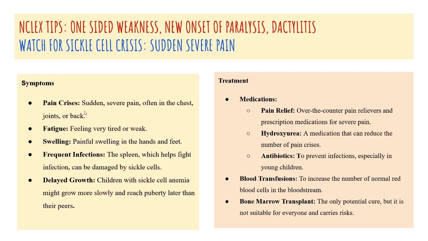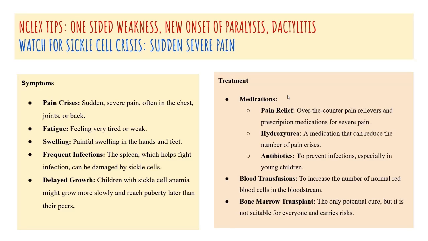Symptoms will be pain crisis, so severe sudden pain, often in the chest, joints, and back. It also leads to fatigue, very tired and weak because of the poor supply, and then swelling in the hands and feet, which is also called dactylitis. If you see a patient having sudden one-sided weakness, onset of paralysis, maybe the blood supply to the brain is compromised, and the patient is having a stroke and developing these symptoms.